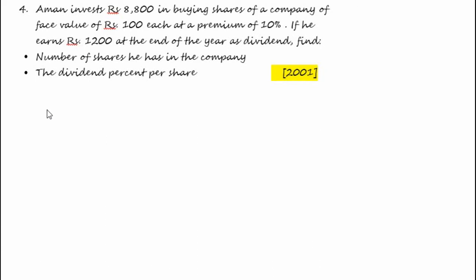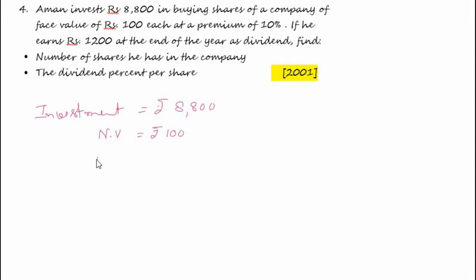First, let us list out the data given here. A man invests, that is the investment. So what is the investment here? Investment is rupees 8,800 in buying the shares of a company of face value 100 rupees. So nominal value is rupees 100. Each at a premium of 10%. He has bought not at 100 rupees, at a premium of 10%.